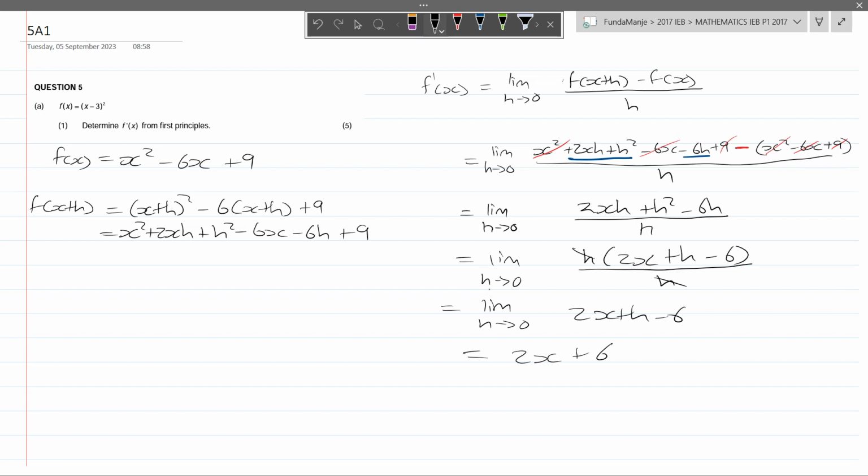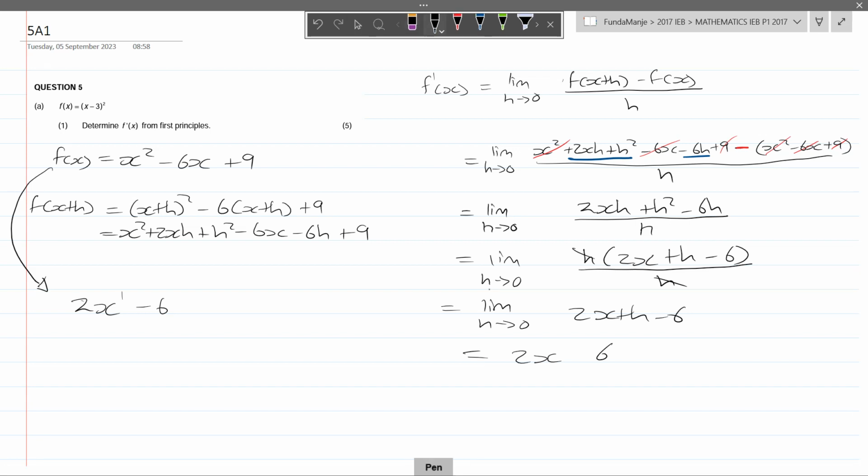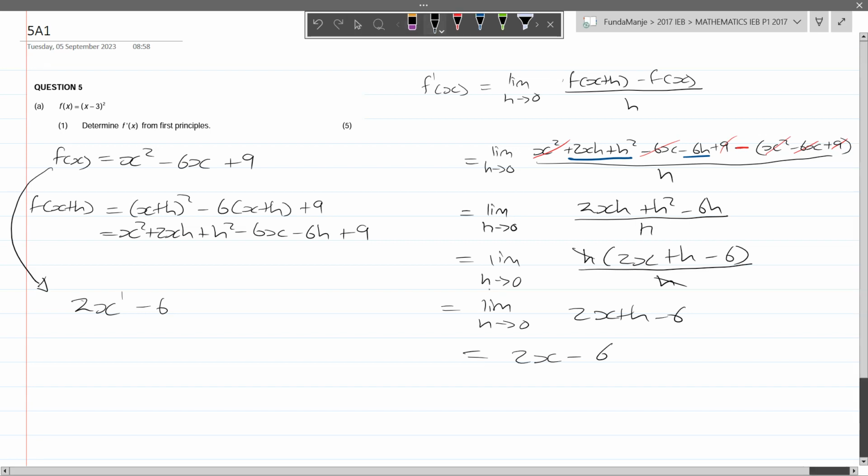And you can also confirm this by taking the first derivative of this using the shortcut method, which will give you 2x, 2 minus 1, that will be 1, and then minus 6. So, oh yes, minus 6, I don't know how I got plus 6, it's minus 6 over here. That's your answer.